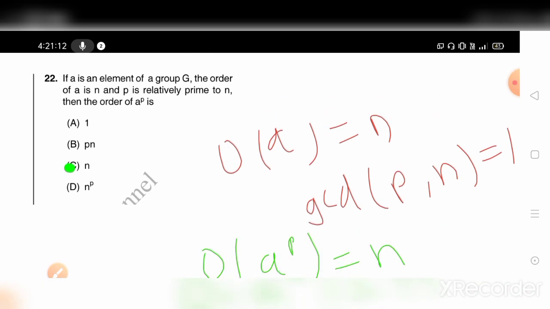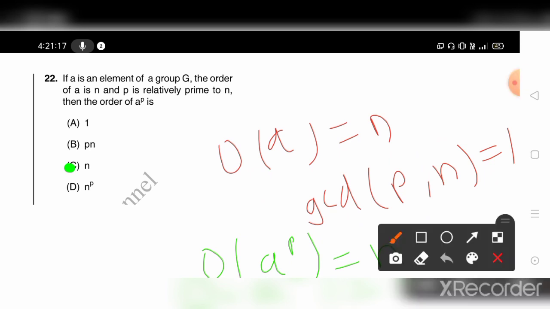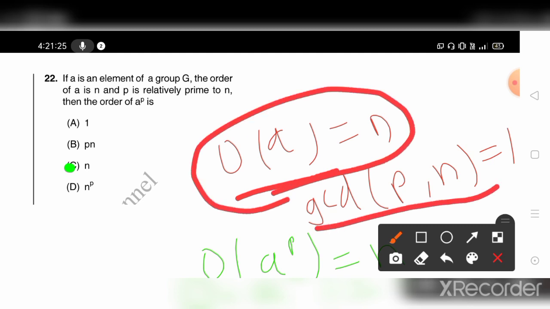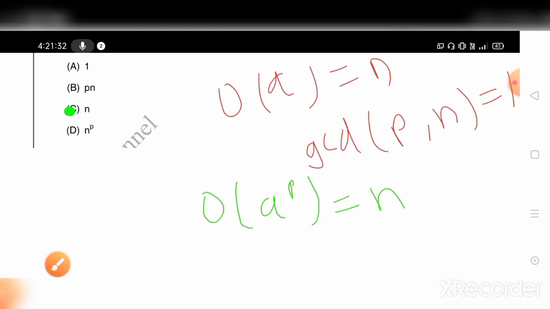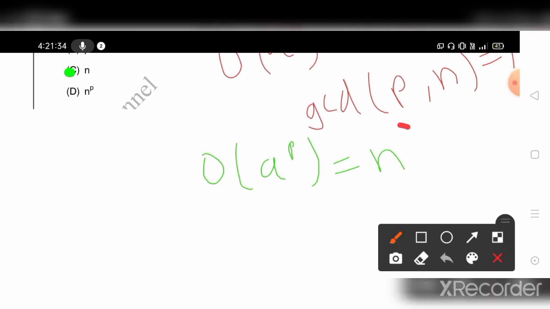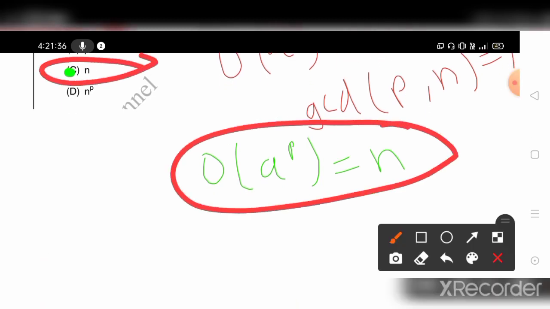If a is an element of group G, the order of a is n. Here given a is an element of group G, the order of a is n, and p is relatively prime to n, so that pn equals 1. Now find the order of a raised to p. The order of a raised to p equals n, that is option C is correct.